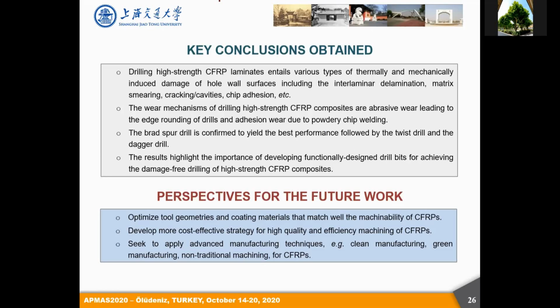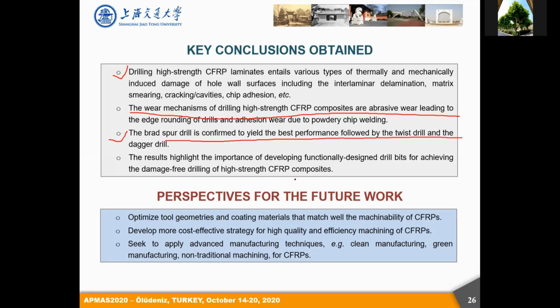From the above discussions about the manufacturing responses following the composite materials machining process, we can obtain some key conclusions. Firstly, the machining of the high-strength CFRP laminates produces various types of thermally and mechanically induced damage. Secondly, the wear mechanism of drilling high-strength CFRP composite is abrasive wear. This is due to the high abrasiveness of the carbon fibers. The abrasive wear can lead to the edge rounding of cutting tools and adhesion wear, probably due to powdered chip welding. Third, the braided spur drill is confirmed to yield the best machining performance, followed by the twist drill and the dagger drill.